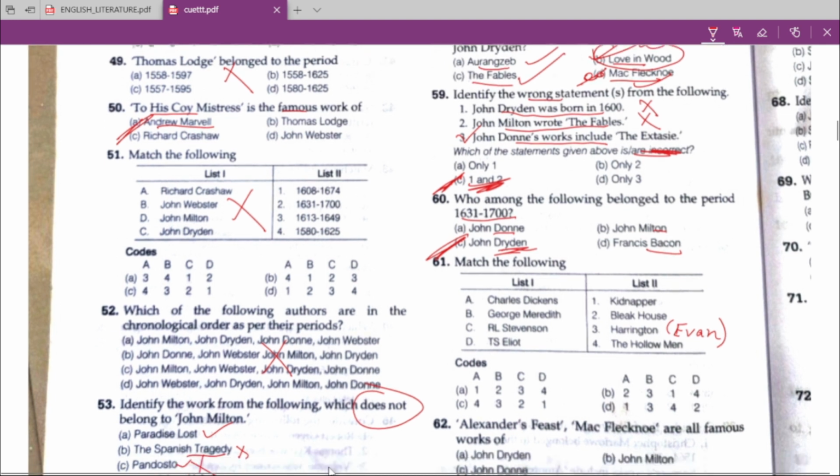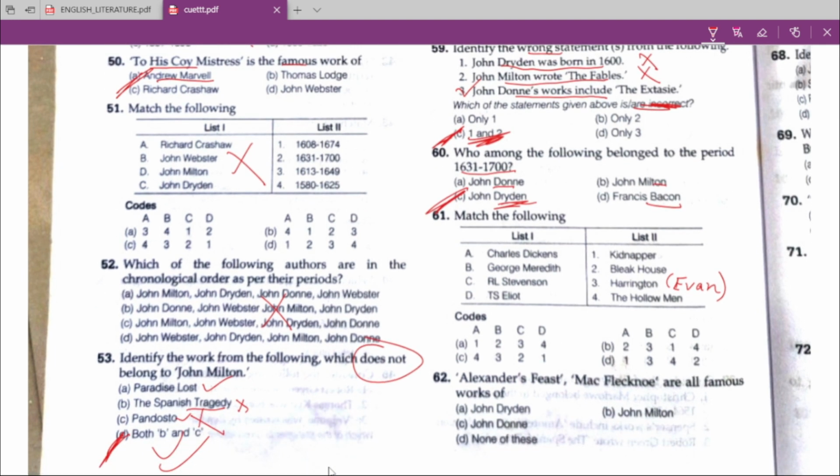Next question. Charles Dickens, George Meredith, Robert Louis Stevenson, T.S. Eliot. Kidnapped, it is not Kidnapper. Bleak House, Evan Harrington, The Hollow Men. So Charles Dickens has written Bleak House, whereas George Meredith has written the novel called Evan Harrington. Robert Louis Stevenson has written Kidnapped, whereas T.S. Eliot has written The Hollow Men.